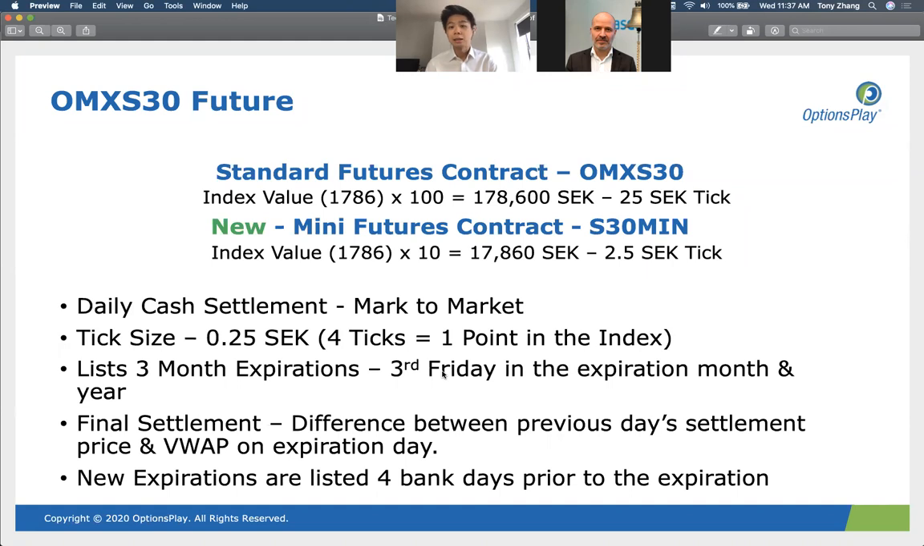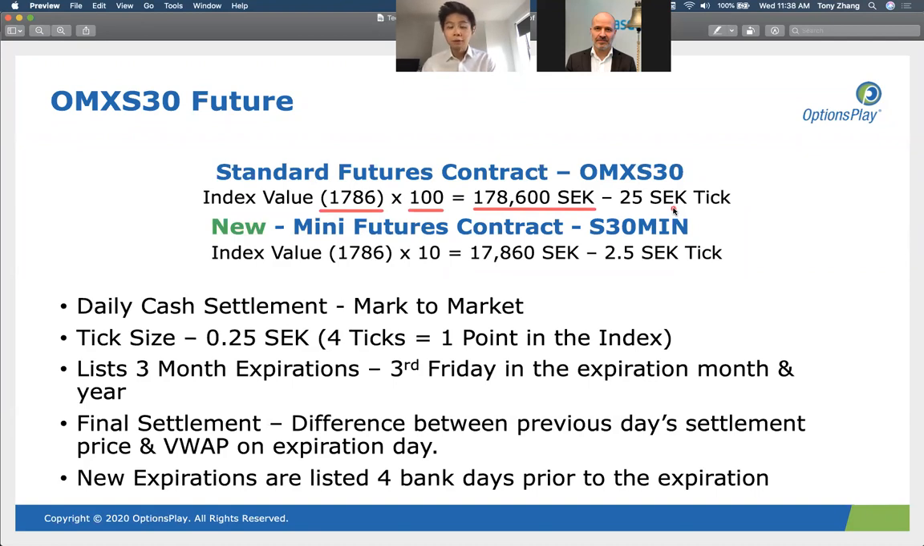Now, currently, they list what's called standard contracts. The standard contract is simply the index value of the OMXS30, which earlier today was roughly around 1786. And the full futures contract is a 100 multiplier of that index value, which means that one futures contract is worth 178,600 crowns, or 25 crowns per tick. I'll talk a little bit about the difference between points and ticks in a little bit, because that's really for trading. So let's talk just about the size of the contract first. If you're trading a single futures contract, you're controlling 178,000 crowns worth of the OMXS30.